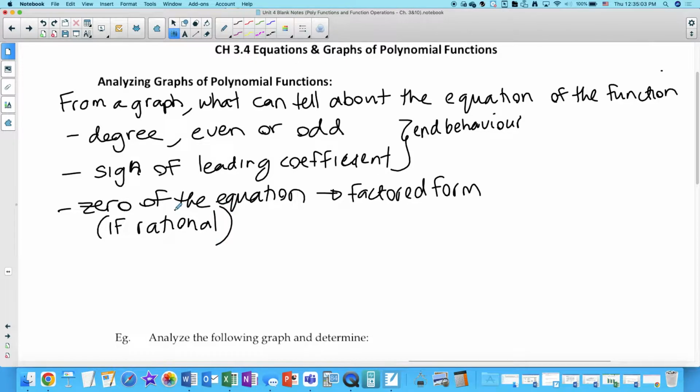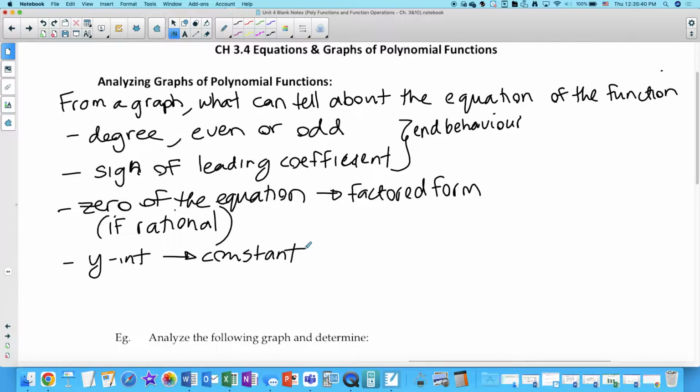Okay. What about the constant? If we wanted to know the constant of the equation, where would we look at the graph? Yeah, y-intercept, yeah. So the y-intercept is the constant. Okay, because essentially if it's a polynomial function, you're looking at powers of x. If you plug a 0 in for all those powers of x, everything's going to disappear except for the constant. Okay, and the y-intercept occurs when x equals 0.